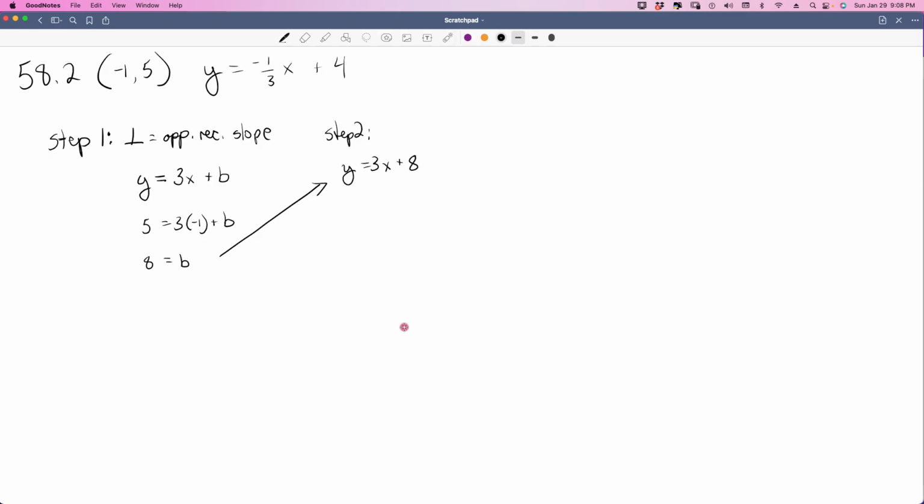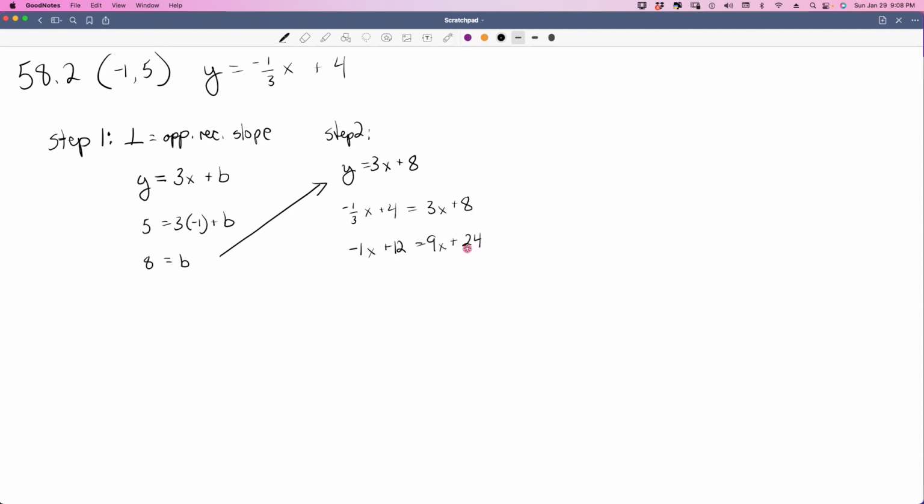All right, so now we are going to set this line equal to this line, because y equals this and y equals this, so we can sub in whichever one we want for y. So we're going to bring -1/3x plus 4, set that equal to 3x plus 8. We're going to multiply everything by 3 so we can get rid of this denominator, right? So 3 times -1, that would be a -1x plus 12 is equal to 9x plus 24.